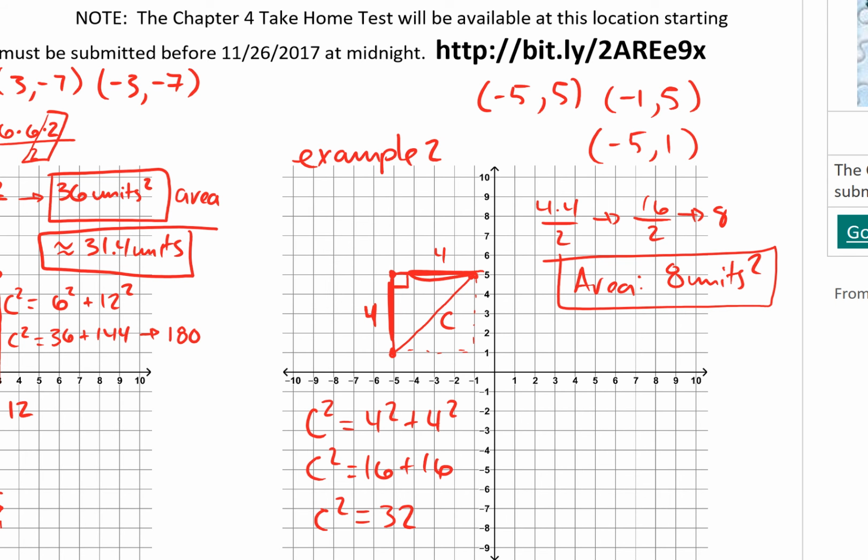And again, I want you to write this as a decimal approximation until we get to the last two pages. So this is going to be the square root of 32, which is about 5.7 if I'm rounding to the nearest tenth. So my perimeter, the square root of 32 is approximately 5.7.